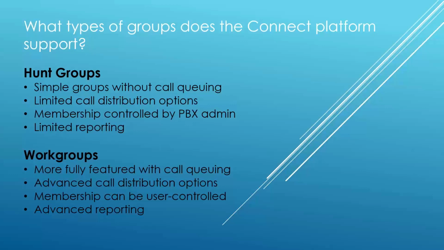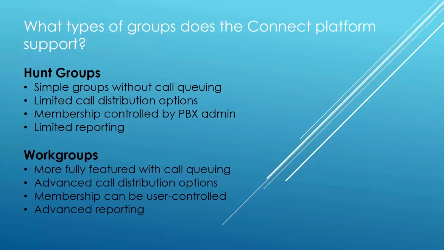So here is a brief summary of the differences between them, or why we might want to use one versus the other. A hunt group is really our simplest type of group. It's a group that we can use without call queuing. You can think of it as analogous to the lines on a phone. If a call comes into a hunt group, it's just going to ring on someone's button on their phone. If a second call comes into a hunt group, it's going to ring down on that second line appearance, the second button. They won't queue calls.